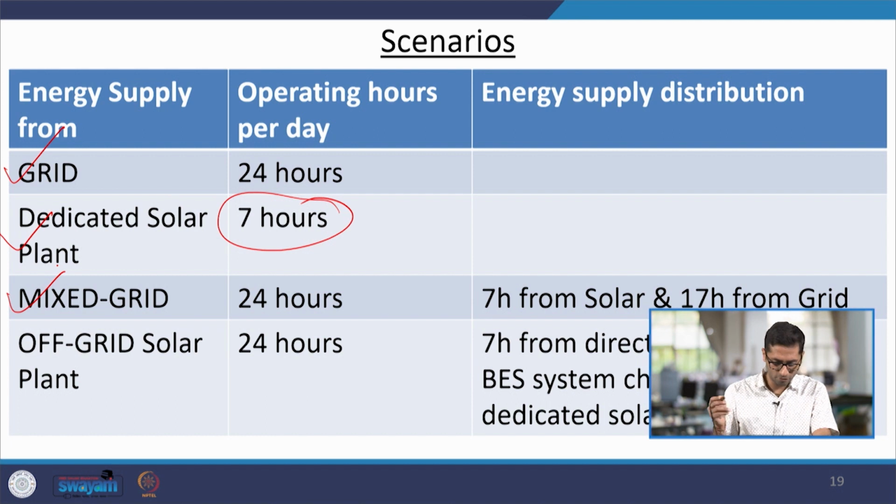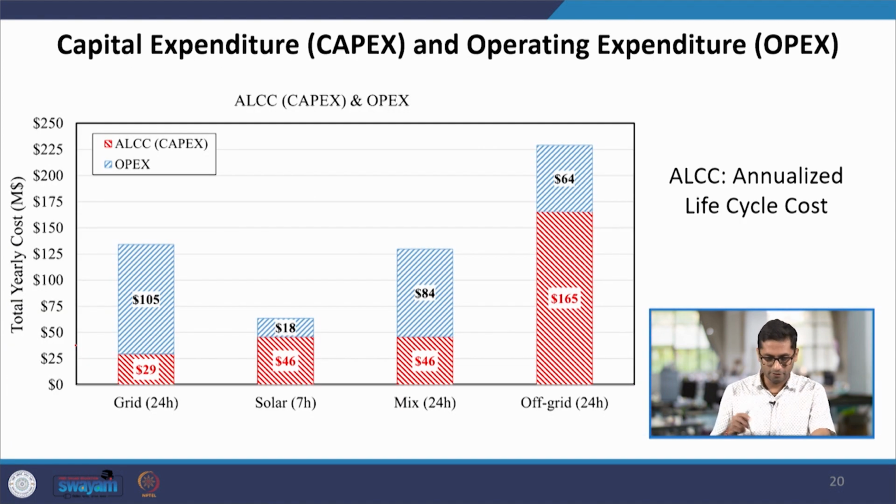And then there could be a fourth option where I have a solar plant along with a good battery backup that can charge the batteries for the remaining 17 hours of operation, and that was my fourth option. So if I compare the yearly cost, which is an addition of the capex as well as the opex, we would see that the yearly cost comes out to be the least for the solar.